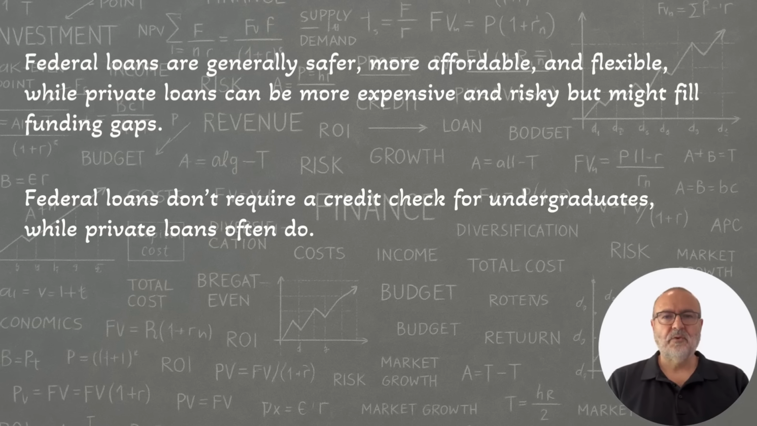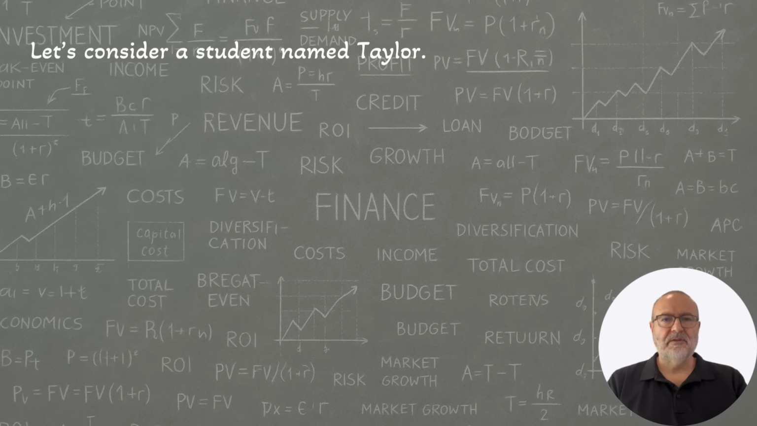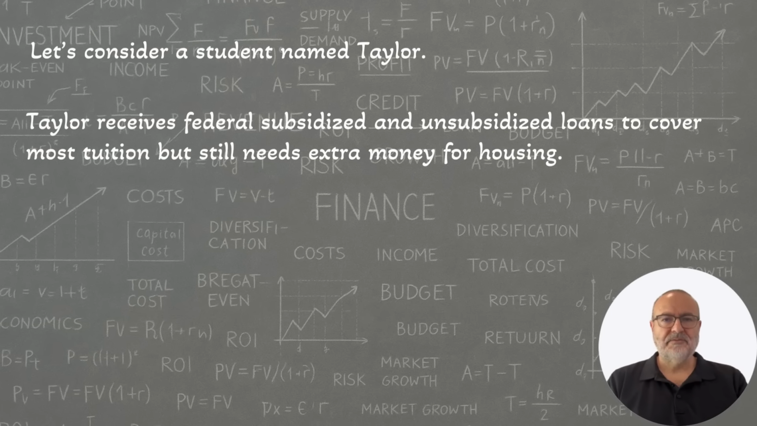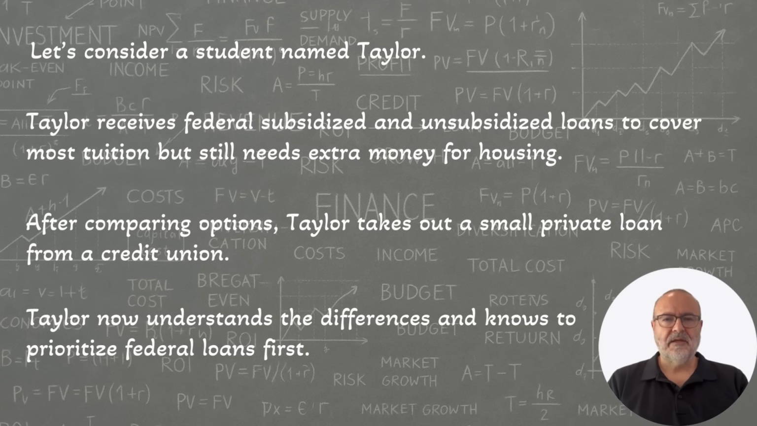Federal loans don't require a credit check for undergraduates, while private loans often do. Federal loans offer repayment support, private loans usually don't. Let's consider a student named Taylor. Taylor receives federal subsidized and unsubsidized loans to cover most tuition, but still needs extra money for housing. After comparing options, Taylor takes out a small private loan from a credit union. Taylor now understands the differences and knows to prioritize federal loans first.